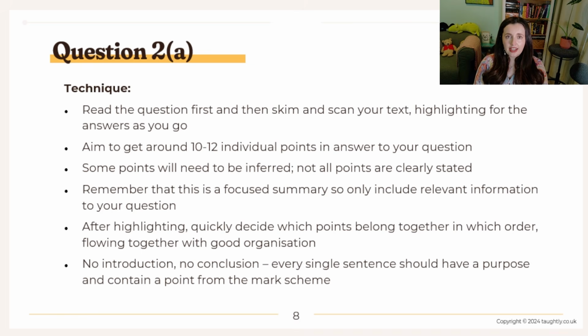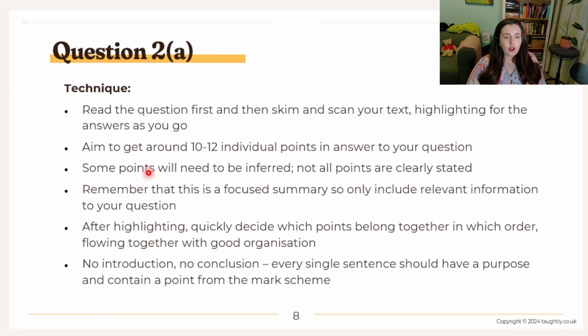Now, in order to get 10 out of 10 marks, you need to have around 10 points, right? Ideally. You're not going to know which is a point and which perhaps isn't. Therefore, I recommend that you try to find around 10 to 12 points to answer your question. And that's also because the mark scheme typically has 12 or more possible answers in it as well.